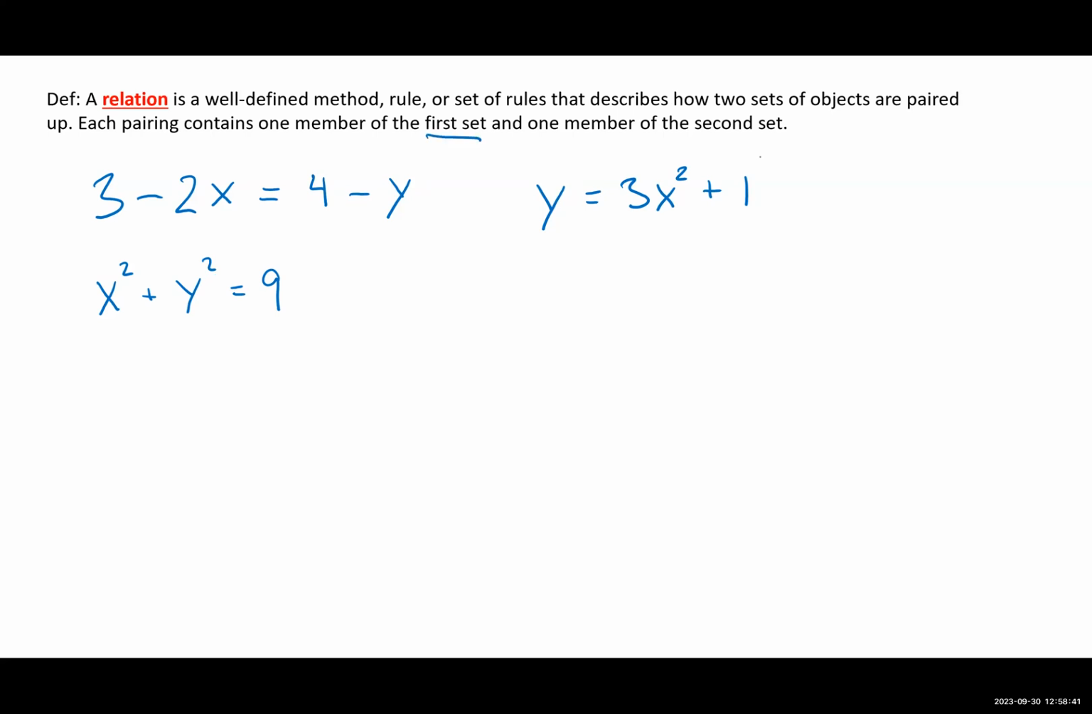But the point here is you have two sets. You have the first set and the second set. Again, in an algebra class, generally, the first set is going to be the set of x values, and the second set is going to be the set of y values, but that doesn't have to be true.